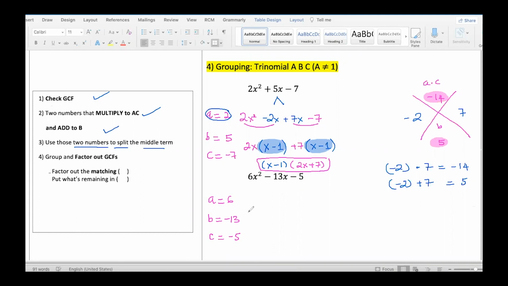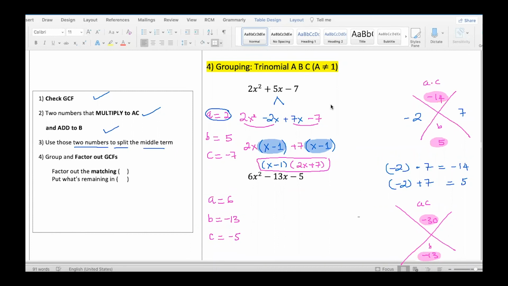So we're going to multiply them again, just like what we've been doing. Here we go. A times C: 6 times negative 5 is negative 30, and B by itself is negative 13. Our goal is to find numbers that multiply to give us negative 30, but add to give you negative 13. The numbers are going to be 2 and 15.